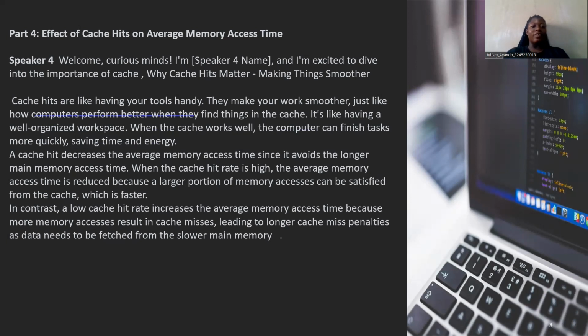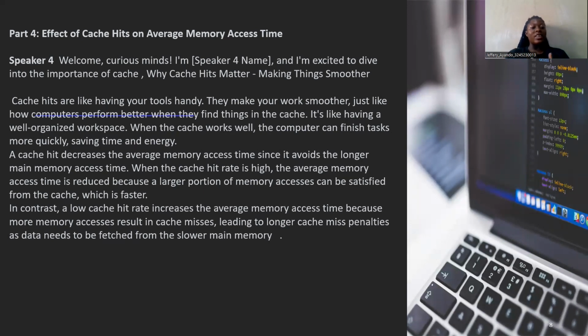Cache hits are like having your tools handy. They make your work smoother, just like how computers perform better when they find things in the cache. It's like having a well-organized workspace. When the cache works well, the computer can finish tasks more quickly, saving time and energy.